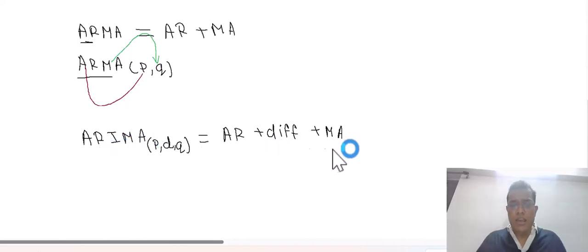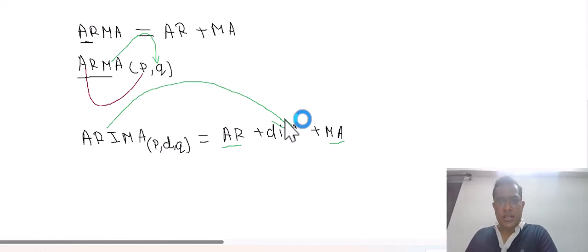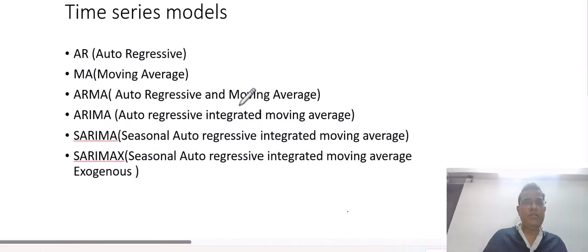ARIMA. ARIMA is nothing but AR plus I plus MA. We already understand what AR stands for and what MA stands for. The only thing left is the I. This I is mapped to differencing. How many times have you done the differencing to make your series stationary? Suppose your original data itself was stationary, then the value of d will become 0. If you have done the differencing once to make it stationary, then the value of d will become 1. And if you do the differencing 2 times, the value of d will become 2.